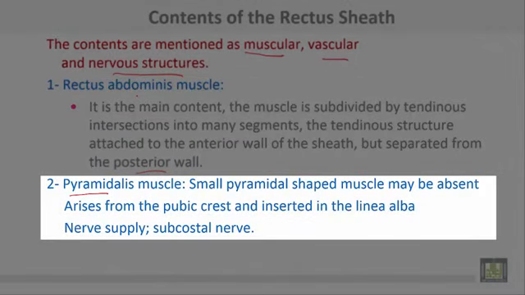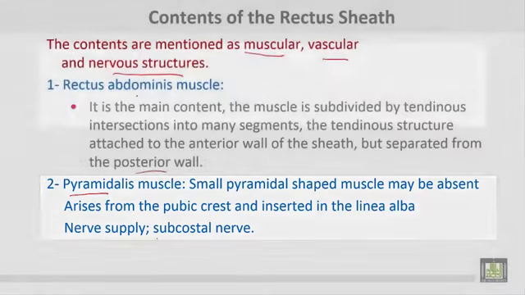Pyramidalis is a small pyramidal shaped muscle which may be absent. It arises from the pubic crest and is inserted into the linea alba. The nerve supply is from the subcostal nerve.